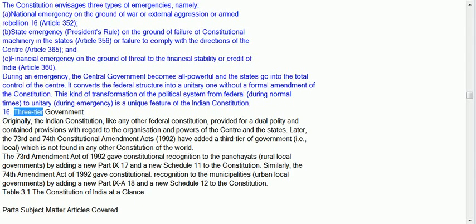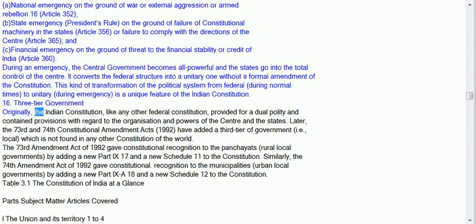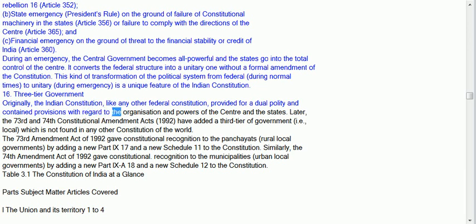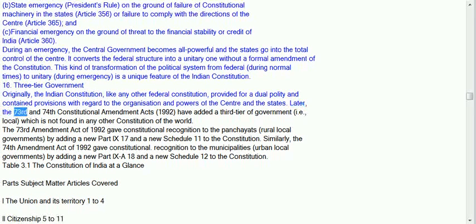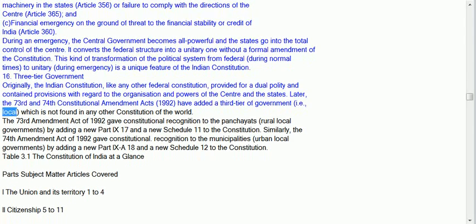16. Three-tier government. Originally, the Indian Constitution, like any other federal constitution, provided for a dual polity and contained provisions with regard to the organization and powers of the Center and the states. Later, the 73rd and 74th Constitutional Amendment Acts, 1992, have added a third tier of government, i.e. local, which is not found in any other constitution of the world.